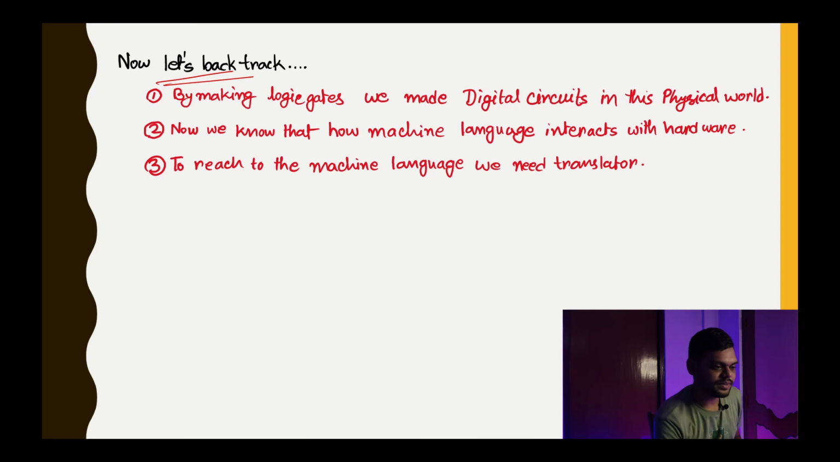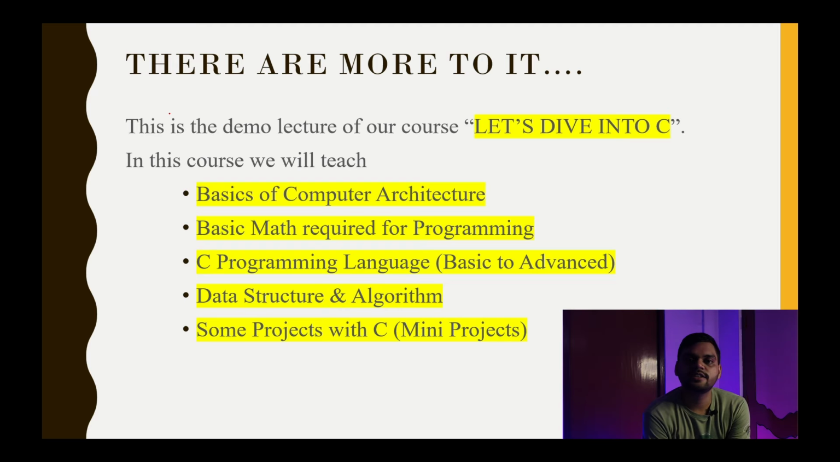So let's move forward. Now there is more to it. This is just a demo lecture of our course, Let's Dive into C, as we discussed earlier. In this course we will be teaching the basics of computer architecture. This is just the tip of the iceberg, literally just the tip of the iceberg.